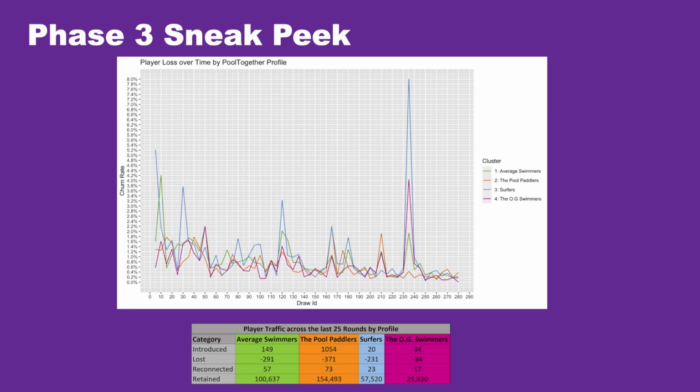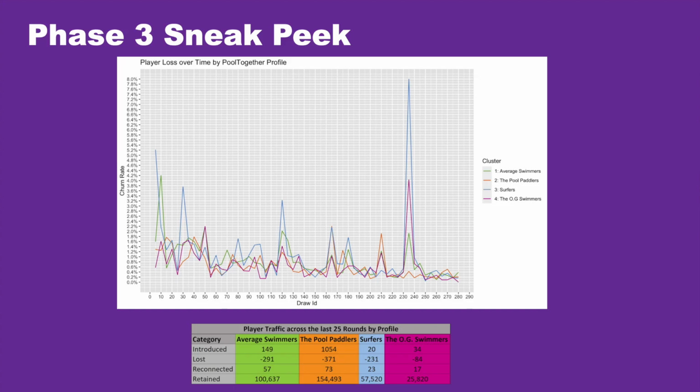There's some overlap. For instance, between rounds 230 and 240 you see a big spike. That spike is noticeable in all the different profiles, but especially so for the surfers and the OG swimmers. Meanwhile, look at about round 210: the pool paddlers had one of their biggest spikes, and you don't observe that same pattern for the other profiles. The takeaway is what you see in the last table at the bottom here, where we looked at just the last 25 rounds by profile.